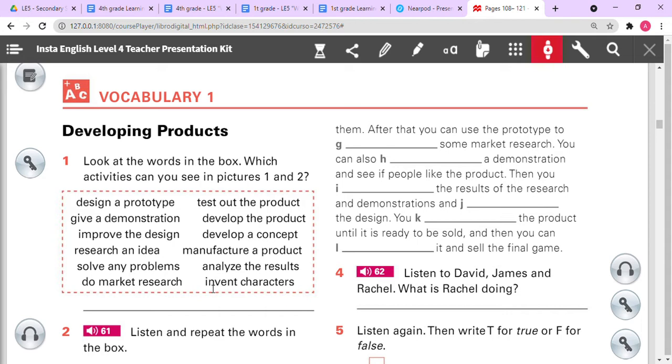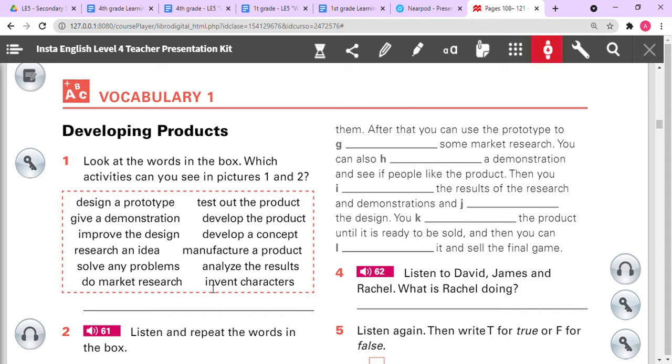analyze, analizar. Do market research, this product is good or is bad. If that is good, we continue with the market research. Invent characters, create characters. It's like Batman, Superman, Spider-Man. Okay, invent characters. You have the pronunciation, you have the meaning.